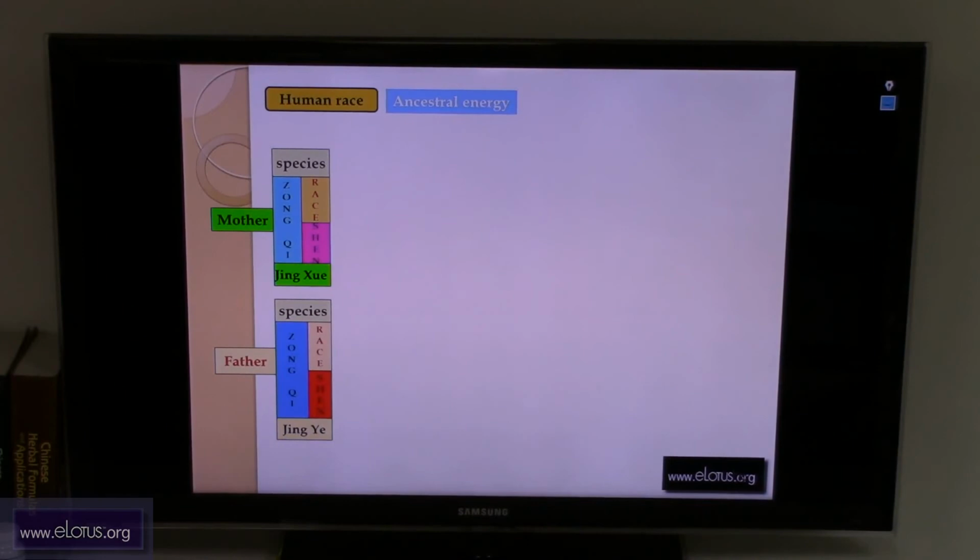Different. But from the beginning of the world, the first cell inside here. Very old, very, very old. Okay, the race, ancestral energy, all right. The race, different or the same? Chinese, American, African, different for each? The same or different?